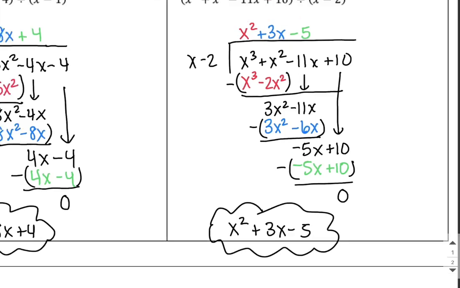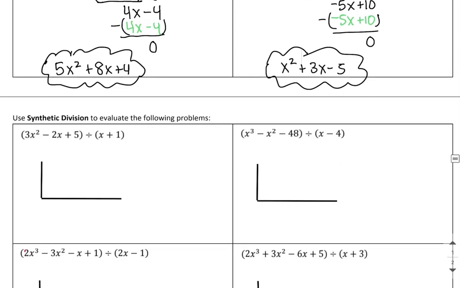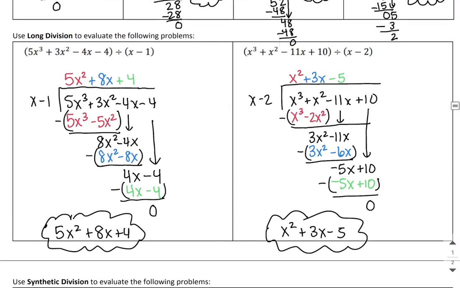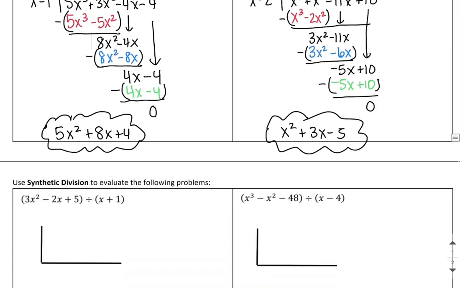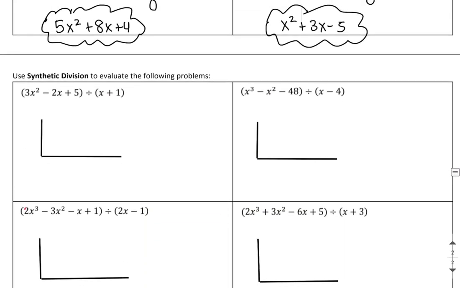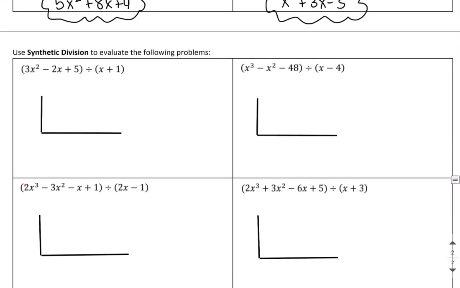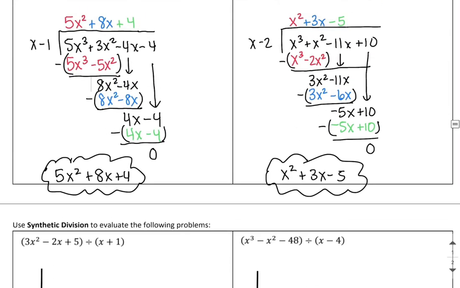Okay, so that's long division. If you do it like that, it's called long division. You can also divide polynomials using something called synthetic division. And this is a shortcut to what we just did up here.